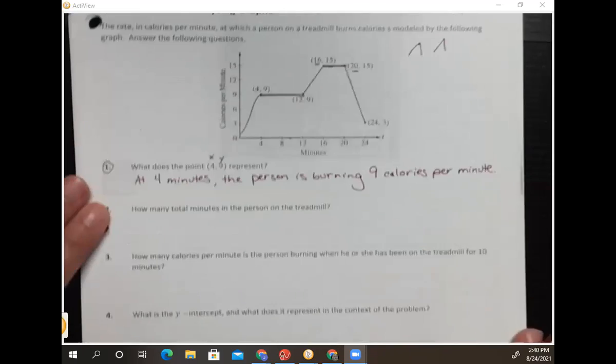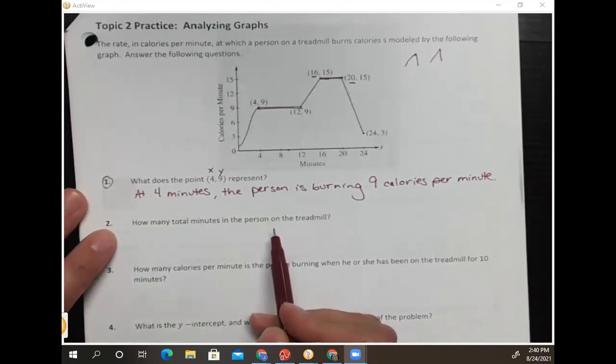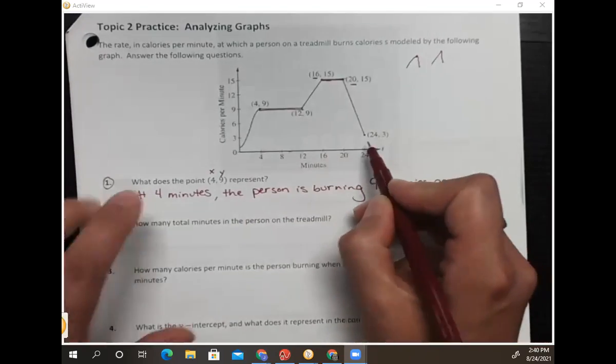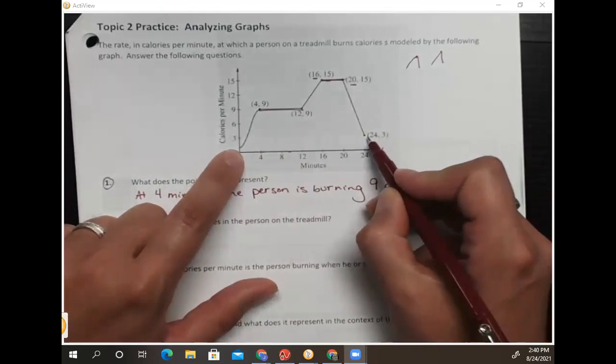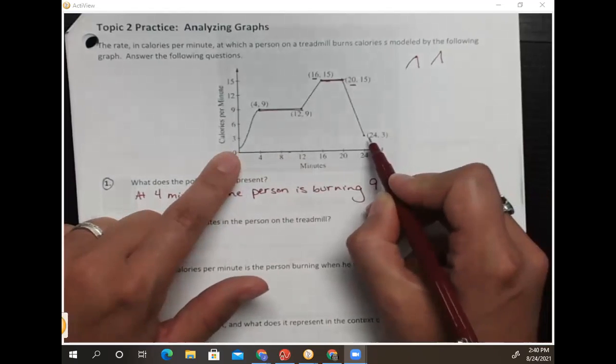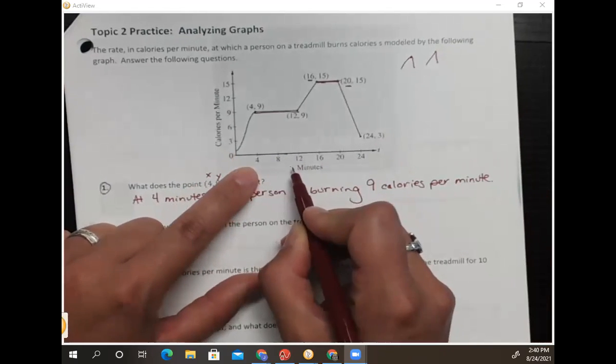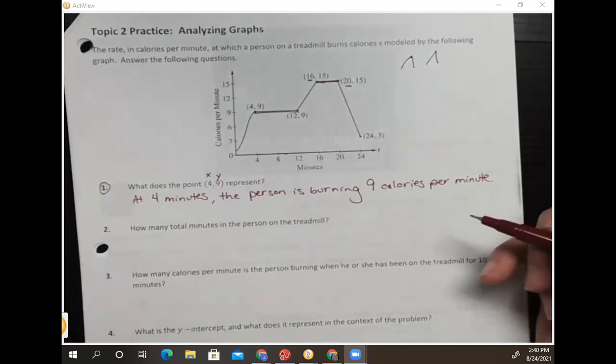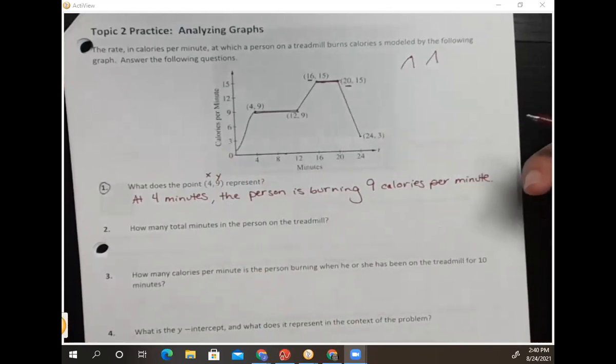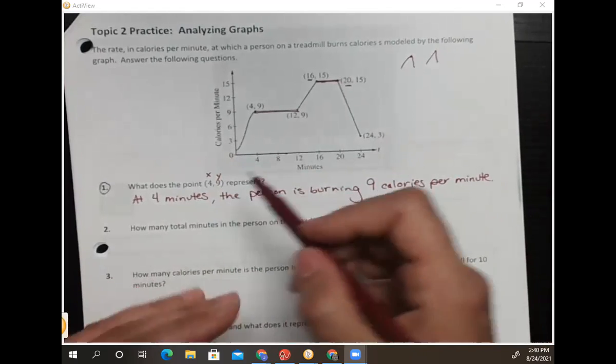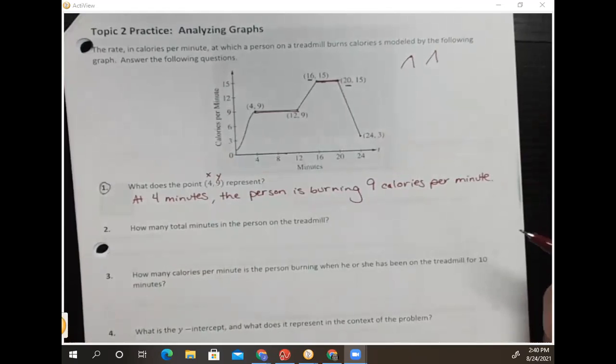So for number 2, it says how many total minutes is the person on the treadmill? That's what we've graphed here. They start at 0, and then we have a final point here at 24. Even if they were standing still for a period, we would still count that as how many total minutes they were on the treadmill. If our question was for how many minutes are they moving, then that's where we would eliminate any chunks of time where we could see they were standing still. Does that difference make sense?